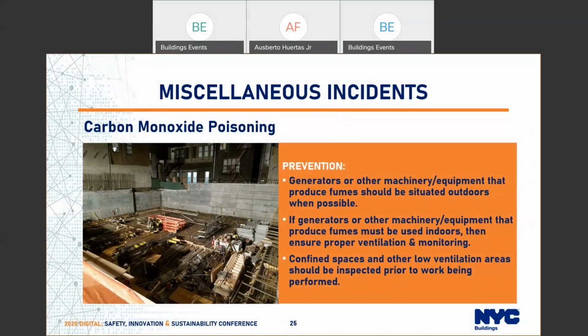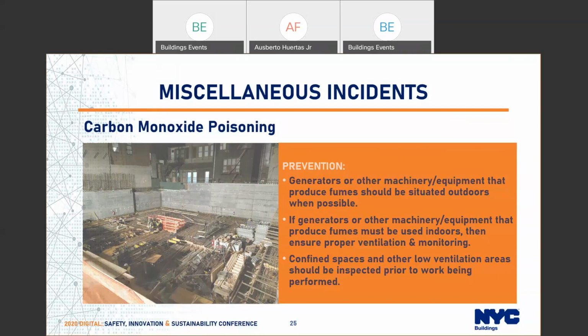Prevention measures for this incident would have included having generators or other equipment that produce fumes situated outdoors when possible. If the equipment must be used indoors, then use proper ventilation and monitoring. Air monitoring should take place in confined spaces and other low ventilation areas before starting work.